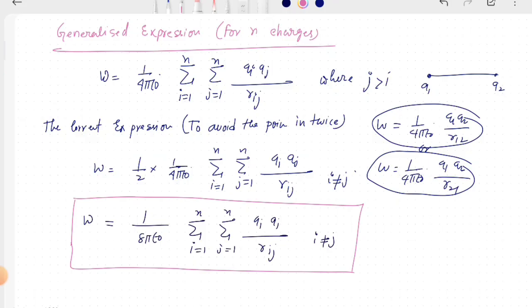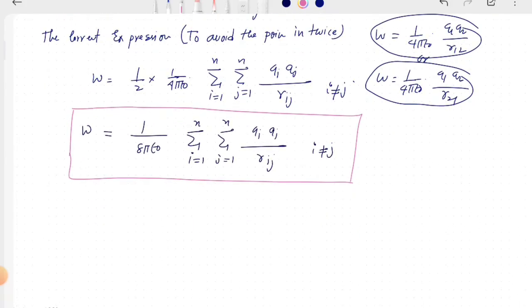So this is the formula. This formula is applicable only for point charges. Please remember, this formula is applicable for point charges, not for continuous charge. Be careful. So from this formula we can find the energy of the system directly. Take some notes here.